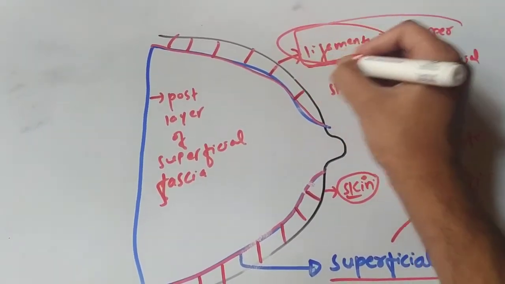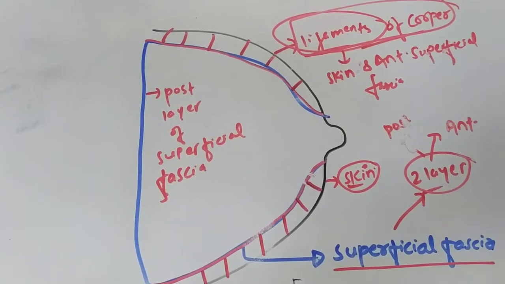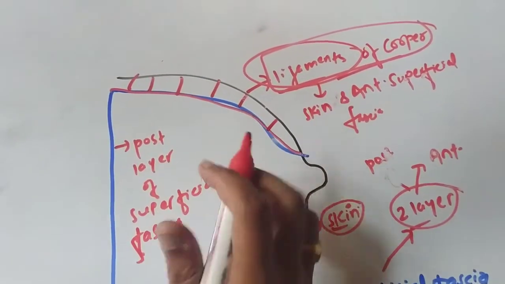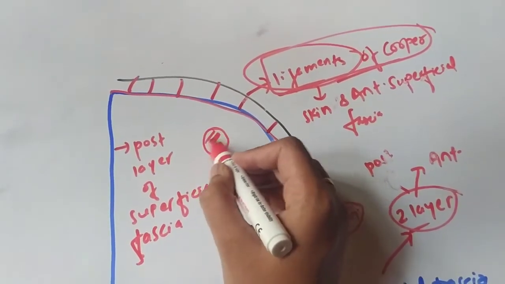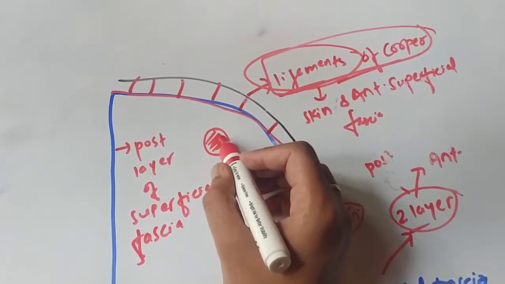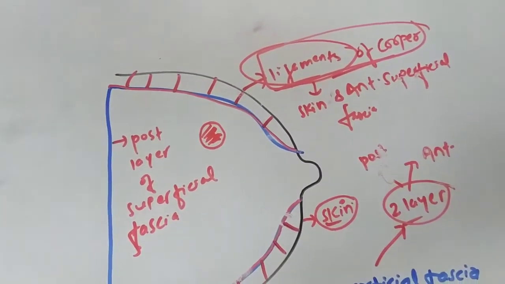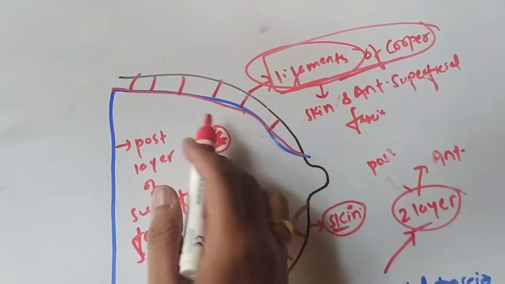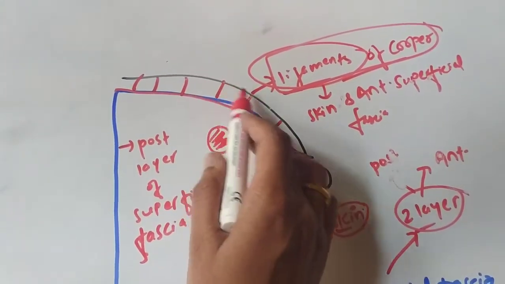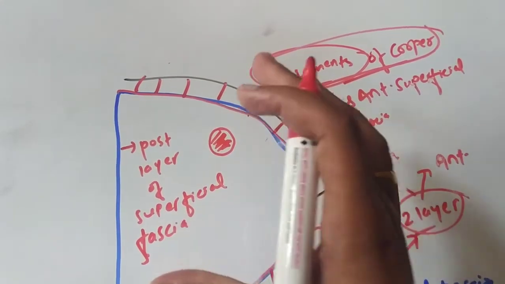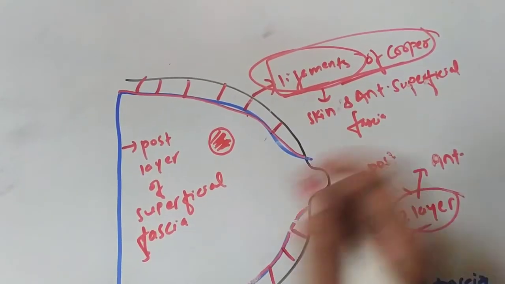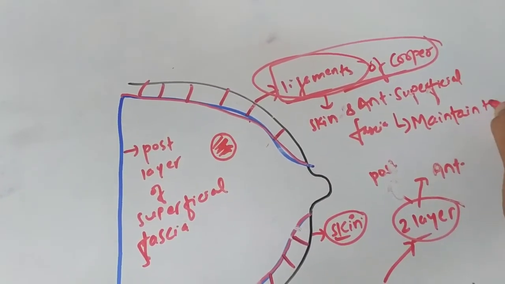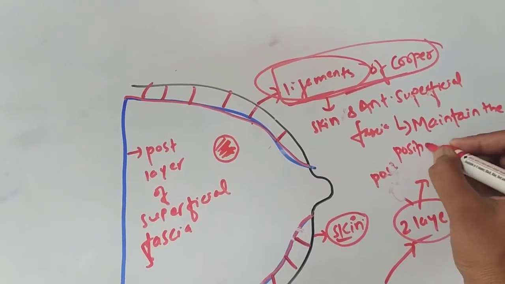Now let's talk about some clinical aspect. First let's talk about the function of the ligament of Cooper. The ligament of Cooper attaches the superficial fascia to the skin of the breast. So it holds the breast in a certain position. The Cooper ligament maintains the position of the breast.